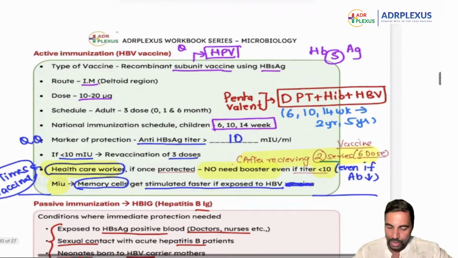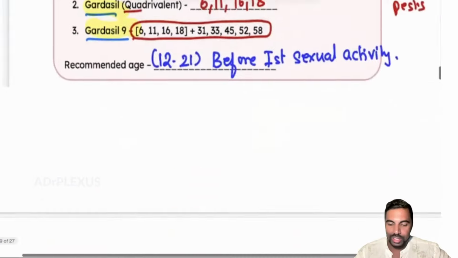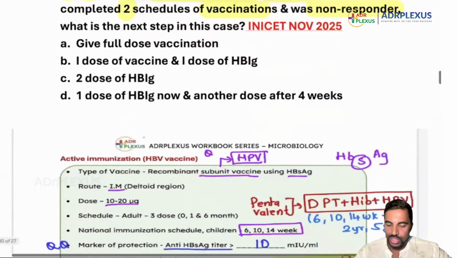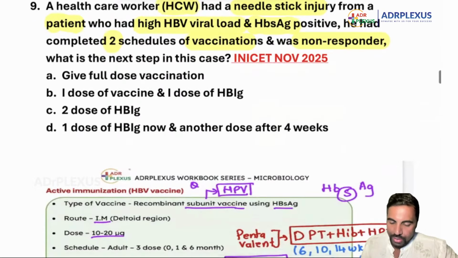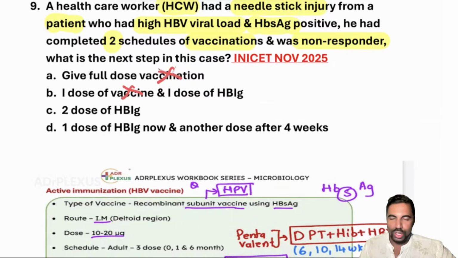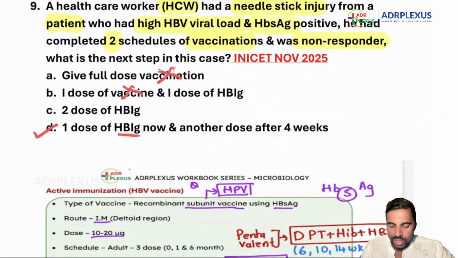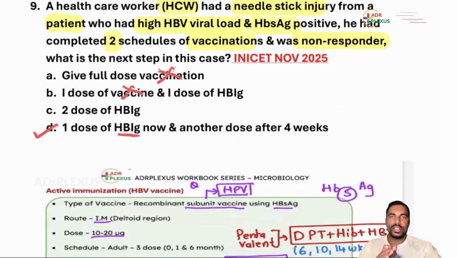So you go to the options now. That is the easy one, right? Main thing is there is no vaccine. You shouldn't give vaccine. So what do we have here? Full dose of vaccine: the word vaccine itself is out. Wherever there is vaccine, cut it out. So it's only immunoglobulin. What exactly was given, we don't know, but 2 doses of HBIg, yes, but how is important. Not immediately; first you give 1 dose of HBIg now, and another one after a few weeks. So more relevant would be option D, because there shouldn't be any vaccine option at all. Vaccine is cut, because after 2 schedules he's still not responding.